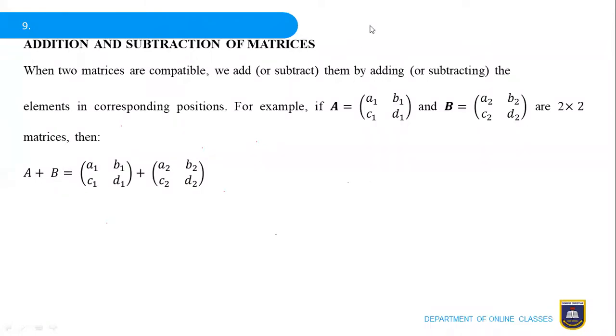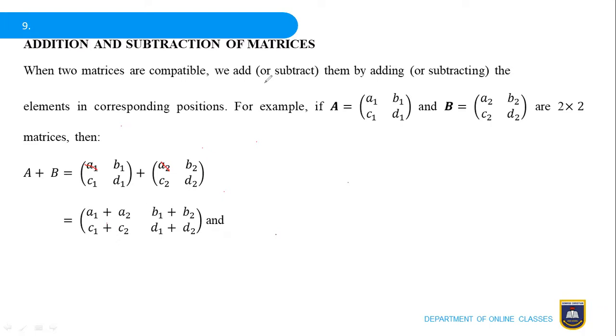A plus B, we can add the two matrices. So by addition, we can have A plus B. Now, A plus B, you see we have the first matrix A1, B1, C1, D1, plus the second matrix A2, B2, C2, and D2. Now, if you continue, by adding their corresponding elements, you'll be having A1 plus A2. You see, the A1 here is corresponding to the A2 here. So we have A1 plus A2.